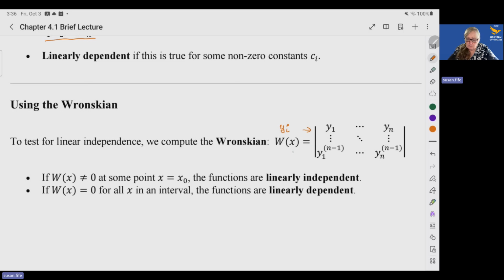The second row contains the first derivatives, y sub i prime. So y sub 1 prime, y sub 2 prime, and so forth. And then the last row is the n minus first derivative. So if the Wronskian is never equal to 0, then the functions are linearly independent. Otherwise, they're linearly dependent.